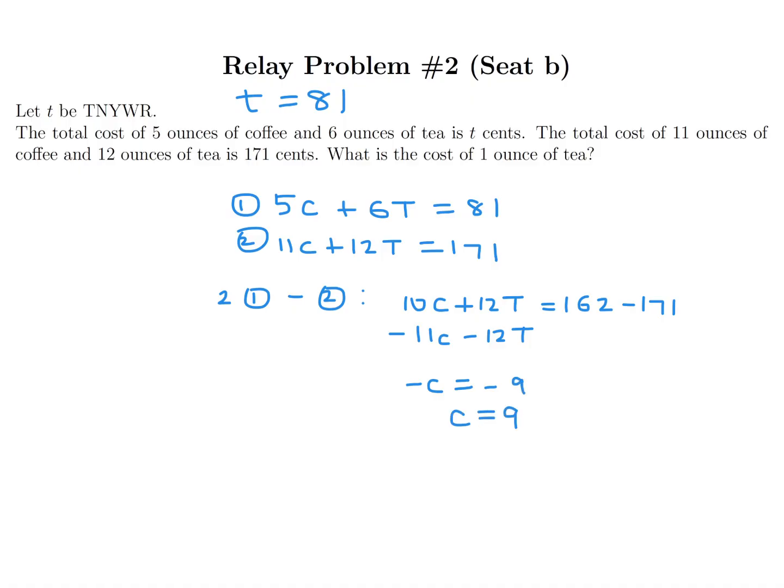And then I have to find the value of t, so I just plug it back in. So 5 times 9 plus 6t is 81. So that means 6t is 81 minus 45, so that's 36. So t is 6. Well, what is the cost of 1 ounce of tea? I guess you can, if you really want to, write it out.